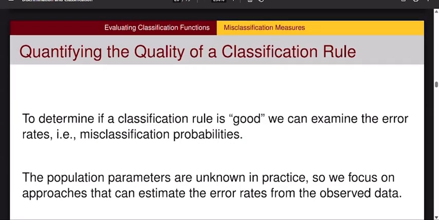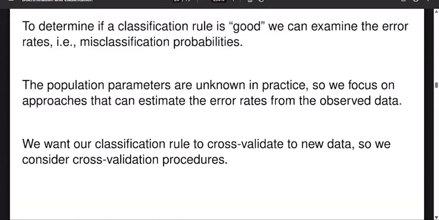Okay, and that takes us to whether there is a way we can quantify the quality of a classification rule. Quantifying the quality of a classification rule is to determine whether the rule you have applied is good. So what we can do in that regard is examine the error rates. Now, how do we examine the error rate? You'll find it in what I call the probability of misclassification.